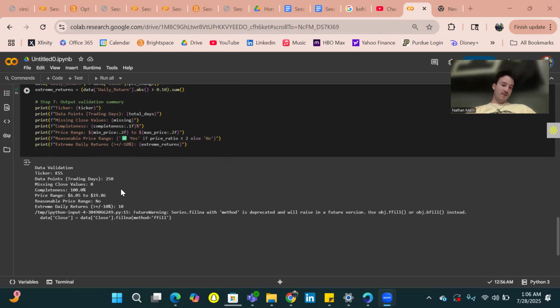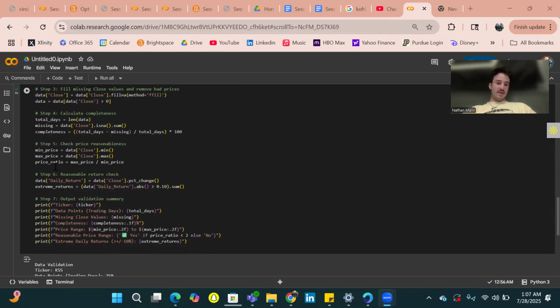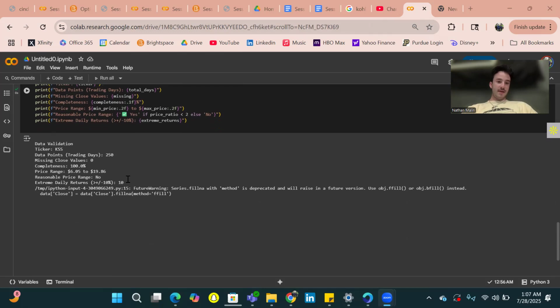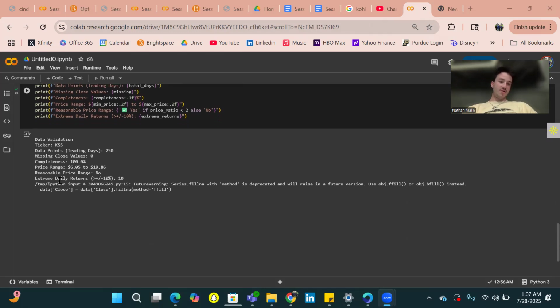So that actually validates everything. There's 0 missing close values, so there's 100% completeness. And the price ratio was more than 2, which was not, it's probably a Z-score proxy. It's not an exact Z-score, but a reasonable price range is when the price ratio is less than 2, and the price ratio, as I calculated, was the max price over the min price. So that basically was my litmus test for a reasonable price range. And here's the price range just to have it there.